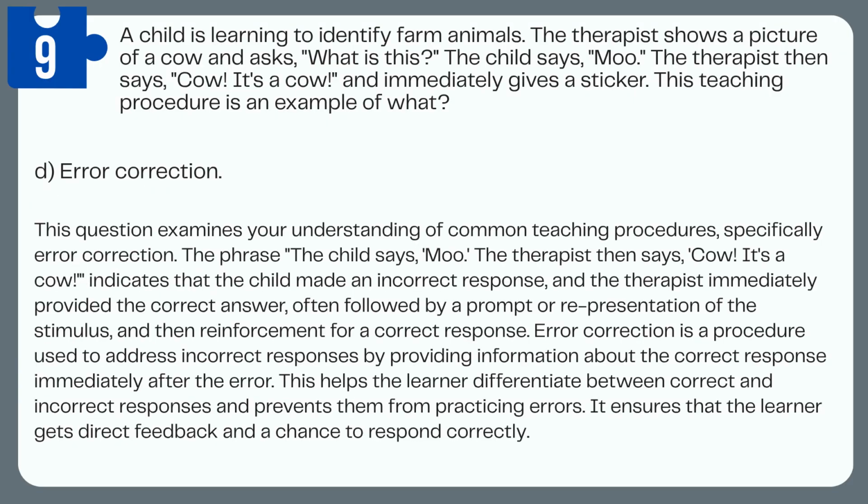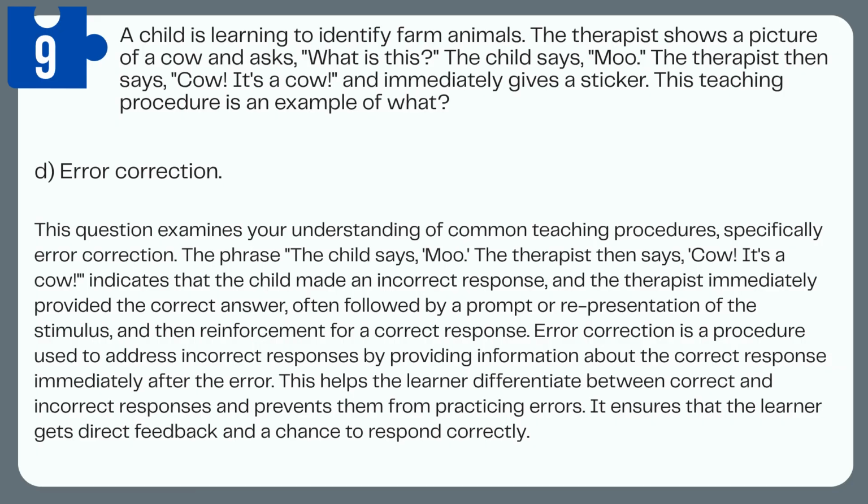Answer D. Error correction. This question examines your understanding of common teaching procedures, specifically error correction. The child says, "Moo." The therapist then says, "Cow. It's a cow," which indicates that the child made an incorrect response, and the therapist immediately provided the correct answer, often followed by a prompt or representation of the stimulus, and then reinforcement for a correct response.